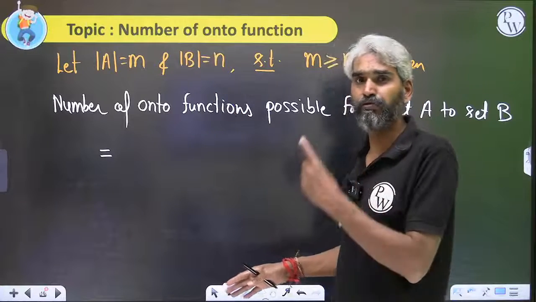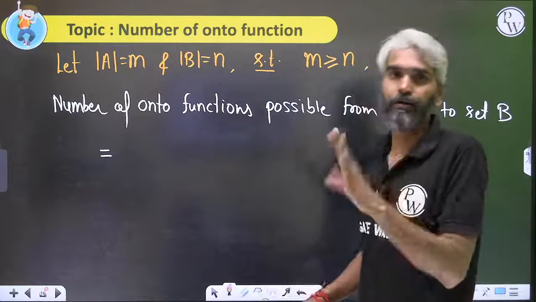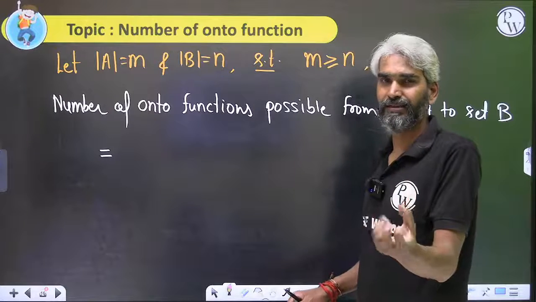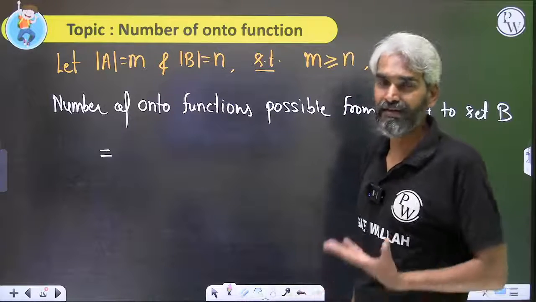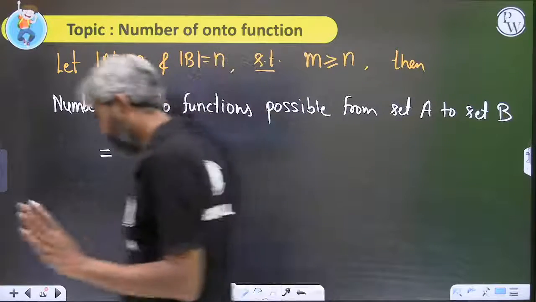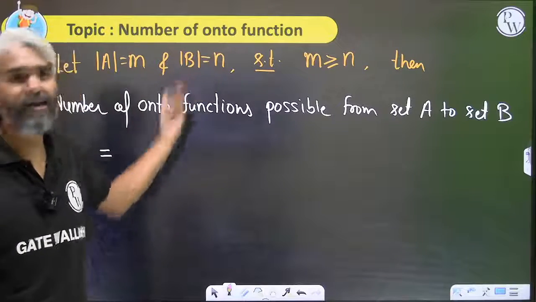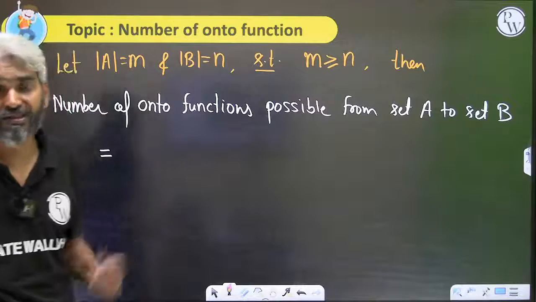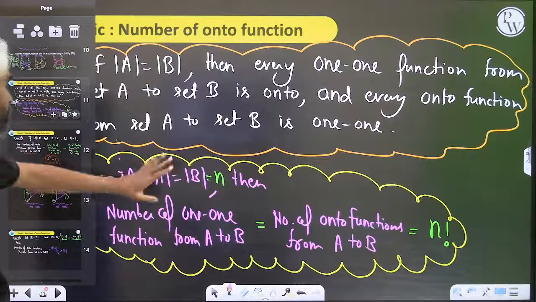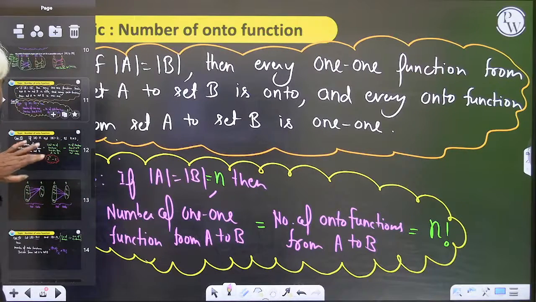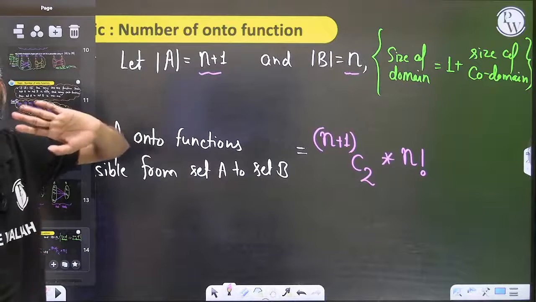Apart from that, the derivation of this formula will take a lot of time while sitting in the examination, and both of them are not things which are judged by the GATE paper. So the simple concept is, they are not going to ask the question randomly. If they ask a question related to the number of onto functions, then the question will be of the type in which either |A| equals |B|, or the cardinality of set B is exactly 2, or the cardinality of the domain is 1 more than the cardinality of the codomain.